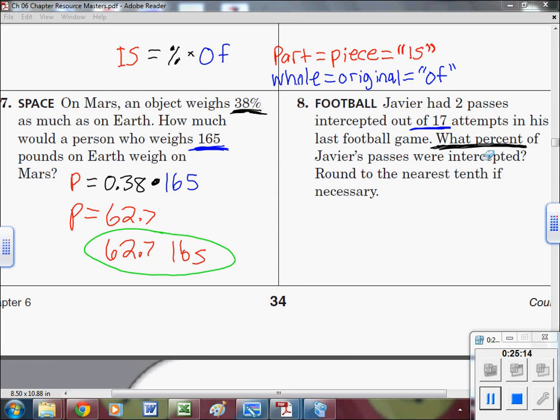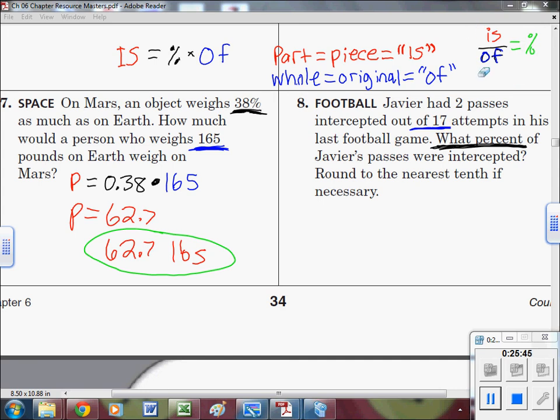So that means we know the of, we're looking for the percent, so we probably have the is in here somewhere. Javier had 2 passes, so that was 2 out of 17. So 2 out of 17 means 2 over 17. And remember what we said earlier, another way to think of that equation is if you take your is number or your portion number, and you put it over your entire number or your of number, so that's piece over the whole, that is another way to find percentage. We talked about that a little bit last class.